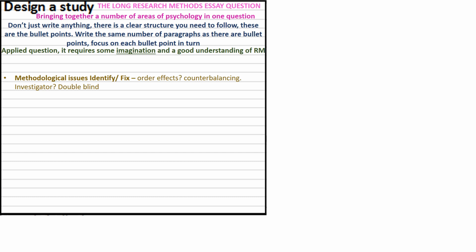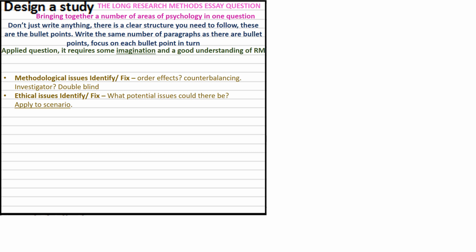So if it asks you to identify some methodological issues, so this is problems with the way the experiment is conducted. So perhaps it is repeated measures and you've got a problem with order effects. So you might suggest how you might counterbalance. Maybe there's some investigator effects, and if you want to control this, you do a double blind. If you're wondering about this issue, you can watch the control video for more information.